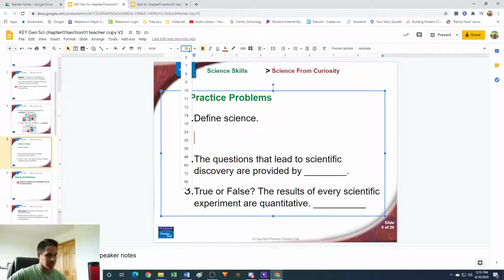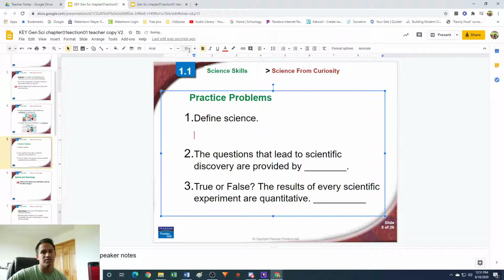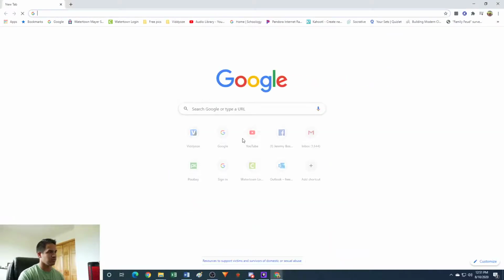Define science. So there is a definition for this directly in the notes. And I think basically it says science is both a system of knowledge and methods used to find that knowledge. So you can put down something like that, or you can use your own words too. But I'm just going to put down science.